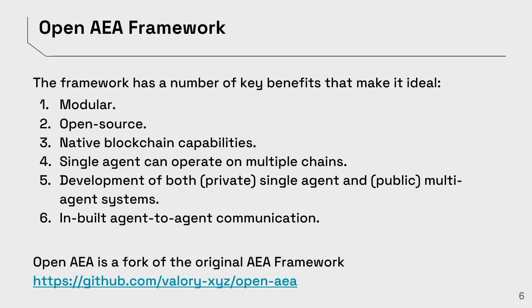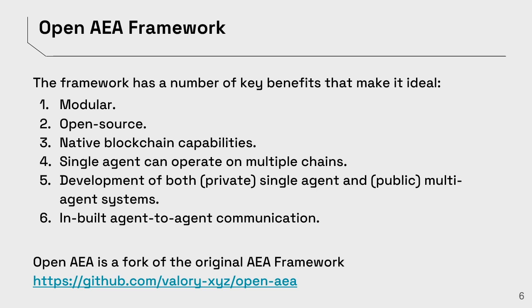The main features of the Open AEA framework are: first, it is modular. That means that the framework allows you to define a number of packages or extensions so that you can tailor-make your agent according to your needs. It is open source, it has native blockchain capabilities, and what's important is that a single agent can be connected to multiple blockchains at the same time. It allows the development of both private single-agent services that can work for yourself or public multi-agent systems. Multi-agent system services will be the main focus of the second part of the course.